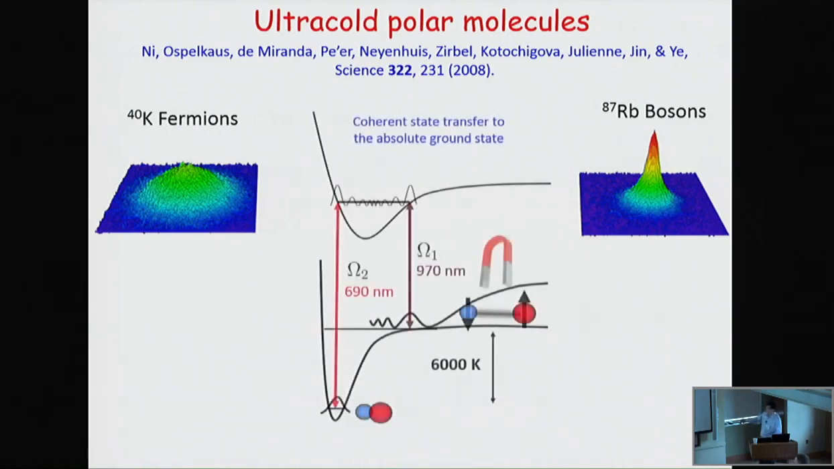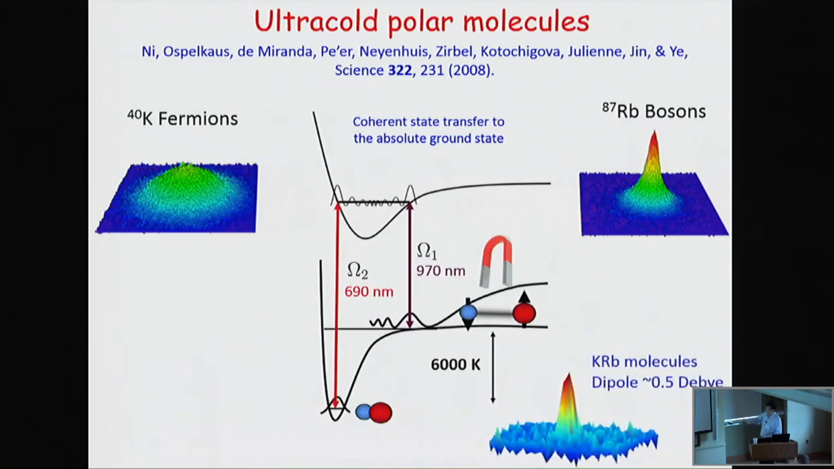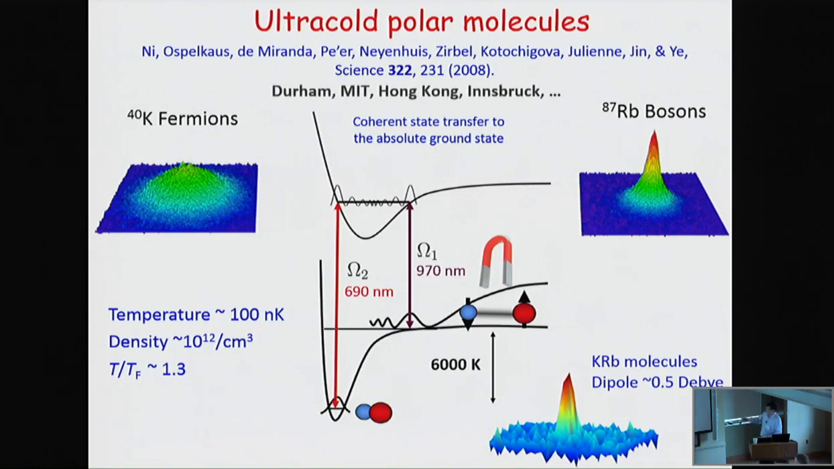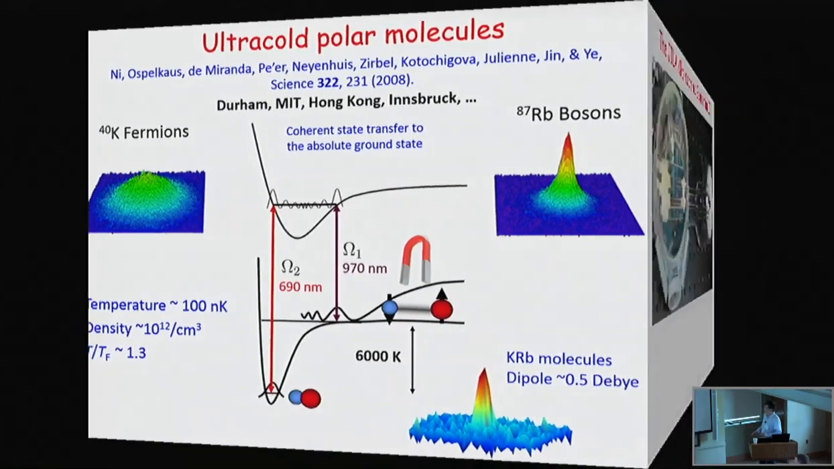And the idea being bring those atoms together through Feshbach resonance and through coherent transfer between a pair of Raman beams, you can create ground state molecules. And this technique has been used now in many other places, in Durham, MIT, Hong Kong, Innsbruck, and so on, creating molecules near quantum degeneracy, not quite at the quantum degeneracy, but close enough. In this particular case, from 10 years ago, we have Fermi temperature to be above 1.3 times the Fermi temperature.